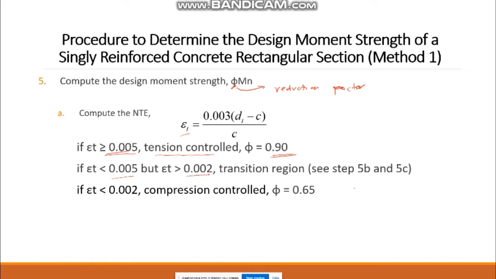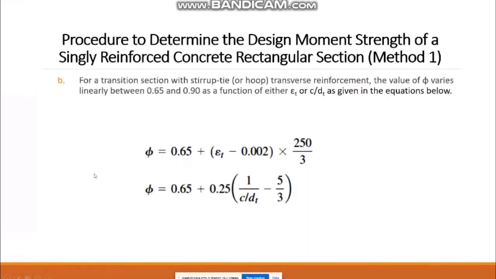Okay, natin step 5B and 5C on the next slide. Actually, formula ni siya. No? Kung-compute natin si, magkakalculate kita pilang value ani. No? Nani formula. But if your epsilon T is less than 0.002, then 0.65. Compression control siya. Okay? So, sa malang step 5B, 5C, that is kung between ang atong value. Ito yun, ay formula. No?